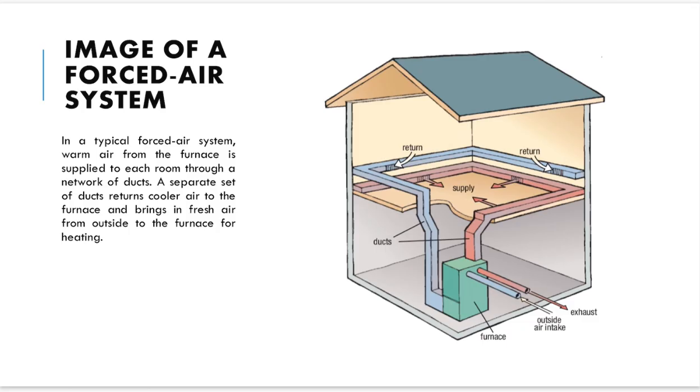So some heating systems use the thermal energy to heat air, while others use the thermal energy to heat water. In a forced air heating system, a furnace is used to warm air to heat a building, which we can see in this image here. So warm air from the furnace is supplied to each room through a network of ducts. A separate set of ducts return cooler air to the furnace and bring in fresh air from outside to the furnace for heating. There's also an exhaust system to release gases such as carbon dioxide and carbon monoxide, so they don't come into your home.